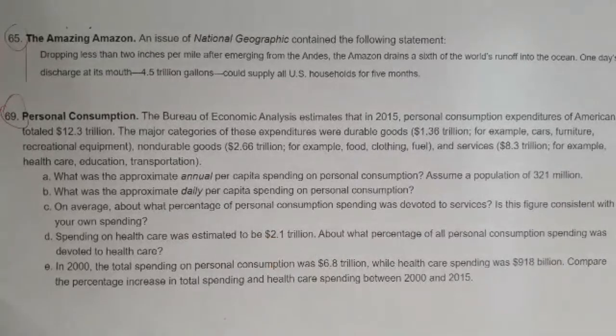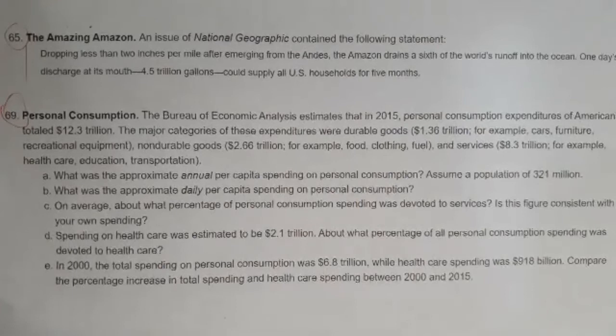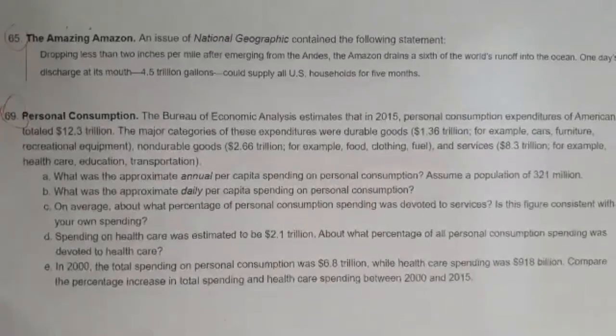Okay, so National Geographic contained the following statement: dropping less than 2 inches per mile after emerging from the Andes, the Amazon drains a sixth of the world's runoff into the ocean. One day's discharge at its mouth, 4.5 trillion, could supply U.S. households for 5 months. I think I didn't copy all that problem down.